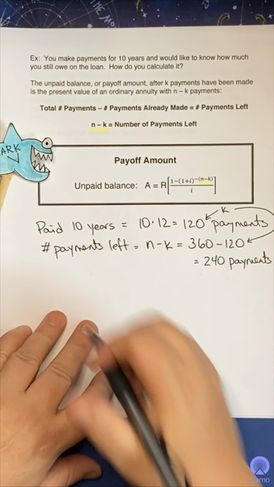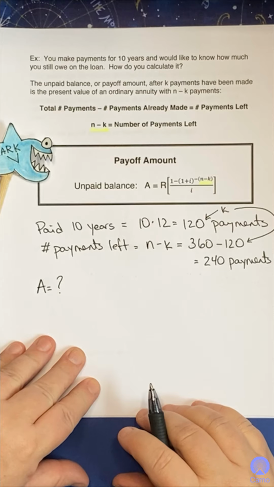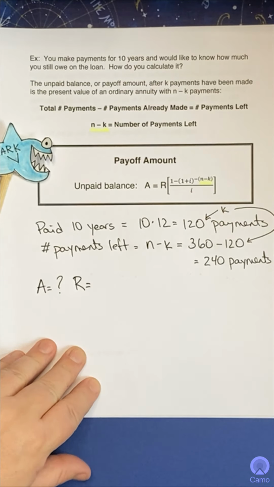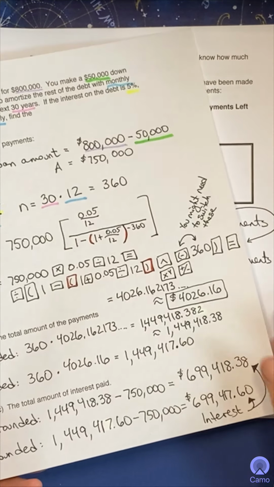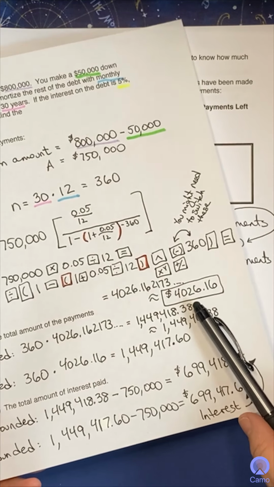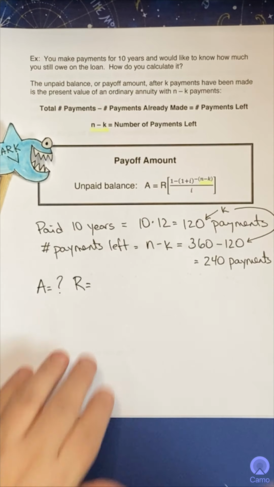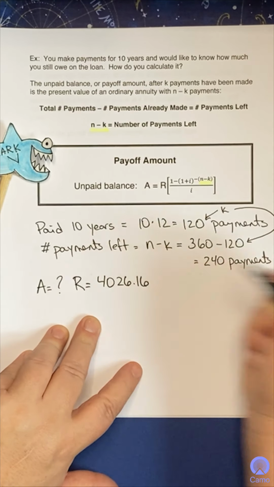And so in this case, A is the one we don't know. We do not know what it's worth right now. We do know what the payments are because we worked them out before. They're on this lovely sheet over here. So let me remind you, the payment was $4,026.16.